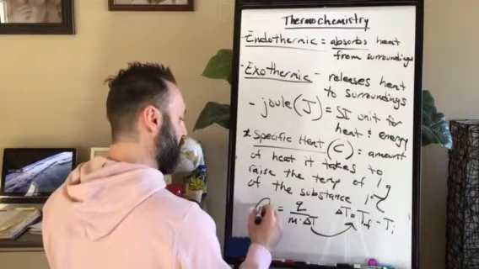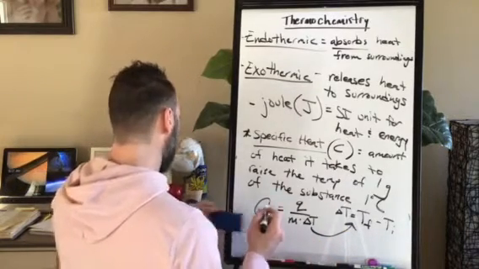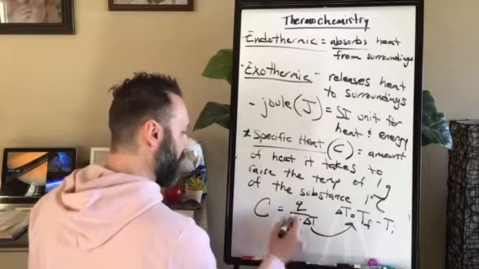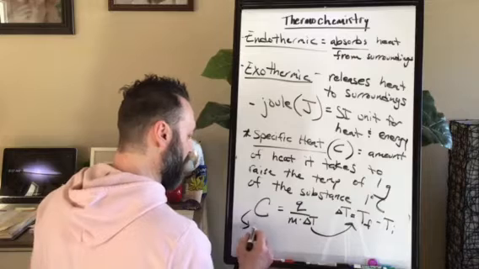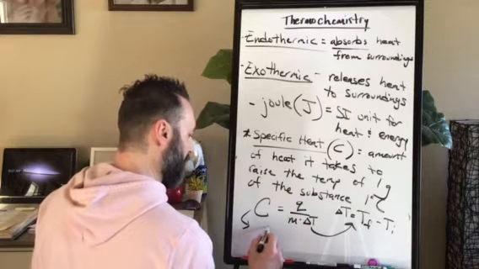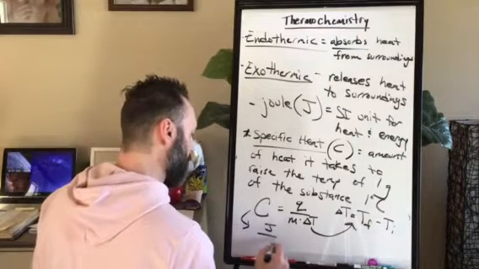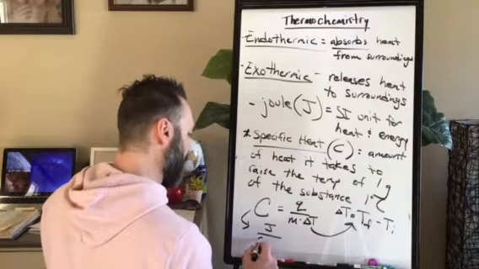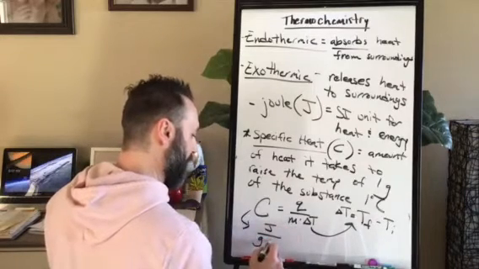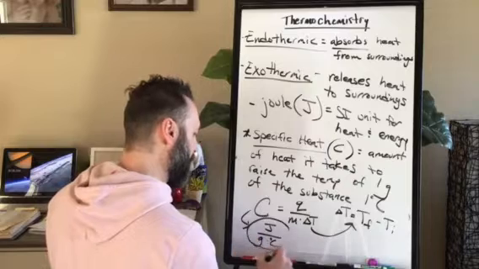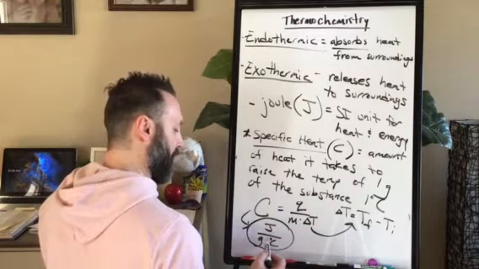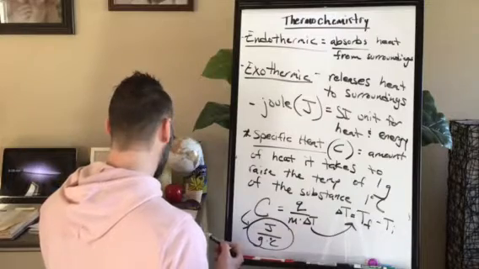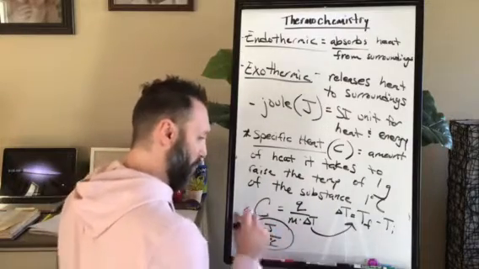And our units for specific heat are going to be joules. So if we just look at this, Q is going to be in joules over grams, which is our mass, times degrees Celsius. So right here is your unit that you're going to use for specific heat. It's joule over gram times degrees Celsius. I will work through a sample problem here in the next video.